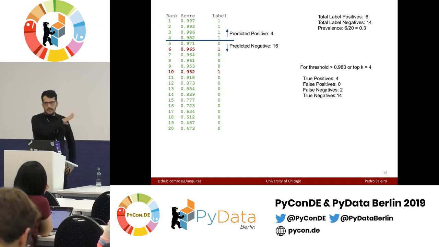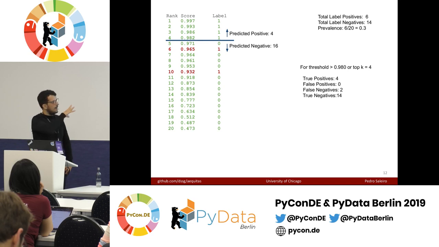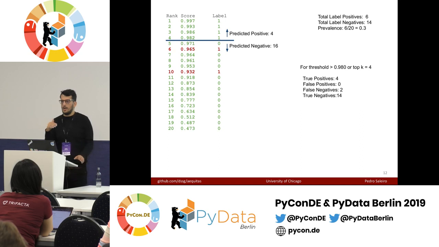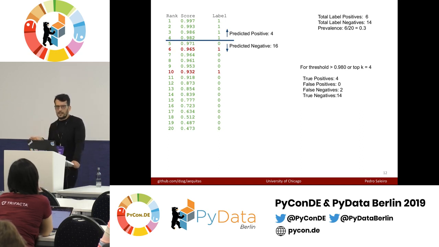And let's assume that the model is the same. The scores are the same, the ranks are the same. We are just now defining a way of testing the model. And the way we define how we want to test the model, we can either be based on a threshold or based on a top K capacity.